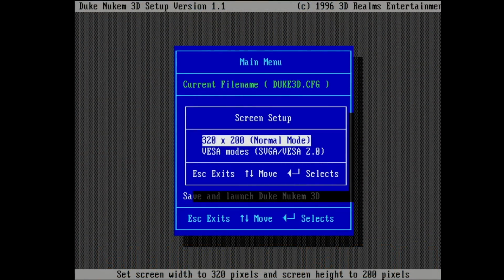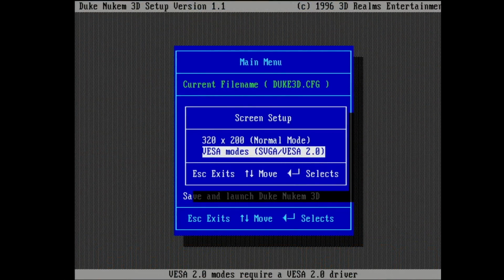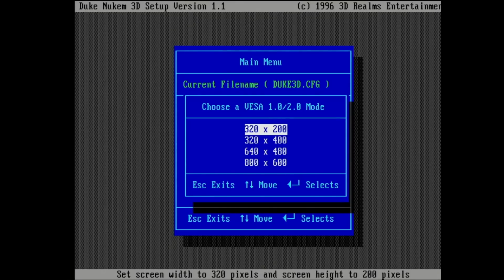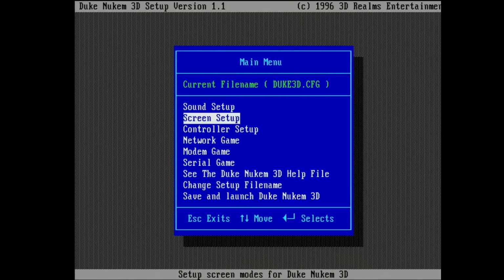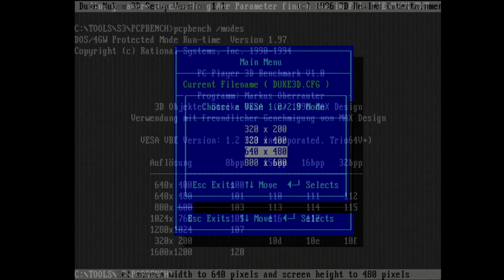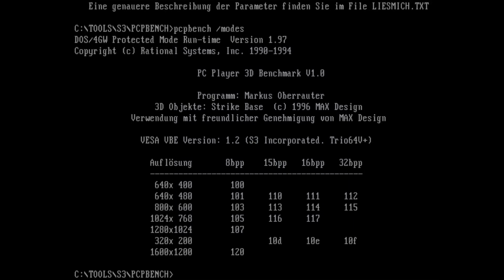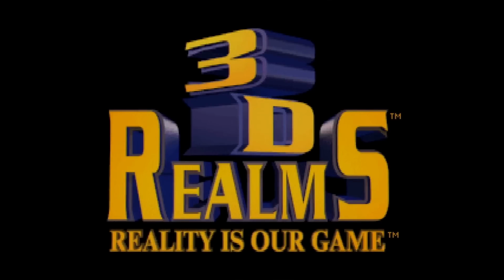Now let's try a different resolution. We tried the normal mode. Let's go to VESA or SVGA. We had a pop-up before that the first two resolutions are only available in VESA 2.0 mode. But 640 by 480 doesn't complain. And if you remember PC Player, 640 by 480 is a supported resolution for my graphics card, so this is not a problem. And yes, it starts without issues.